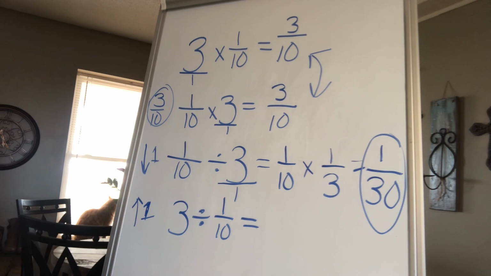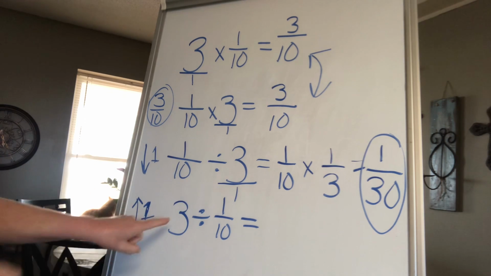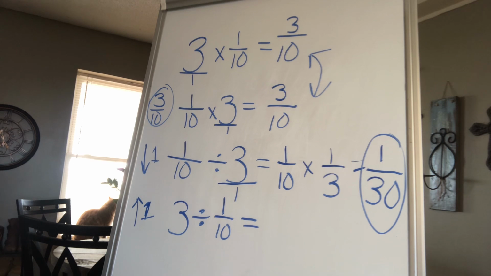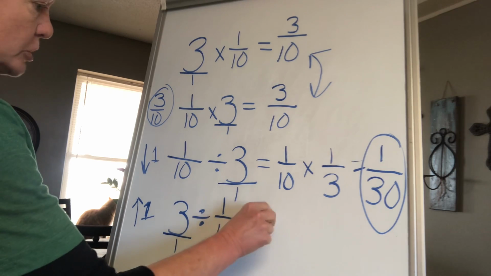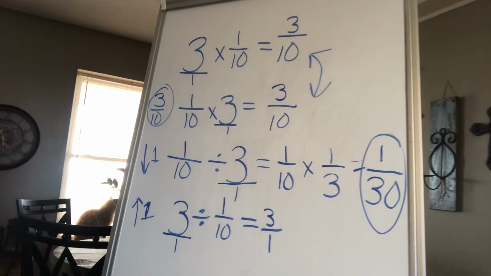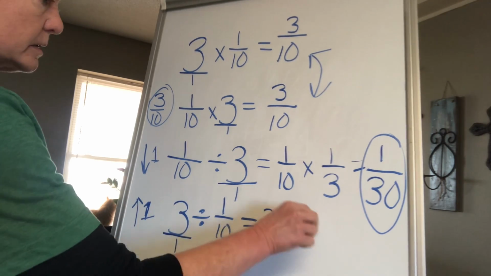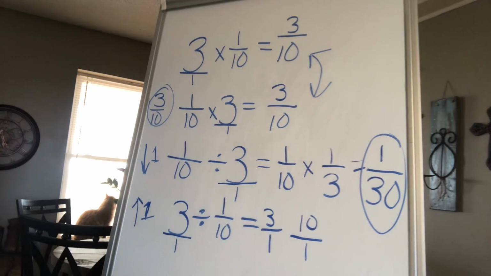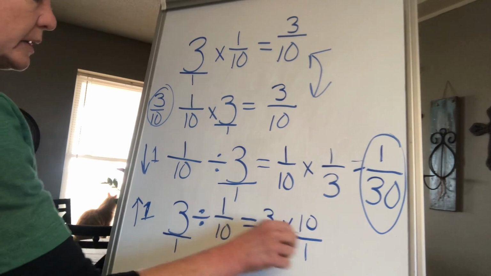Because if we have 3 and we're dividing it into little tenths, we know that we're going to have a number higher than 3. So then we work it out as we know to do with our problem here. We place the whole number over 1. We slide the first one on over. We flip or do the reciprocal of the second, which would be 10 over 1, and then we multiply.